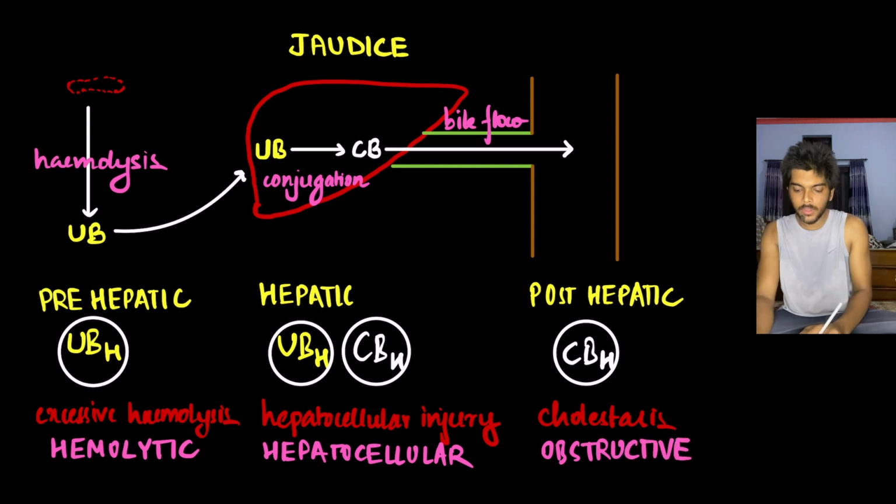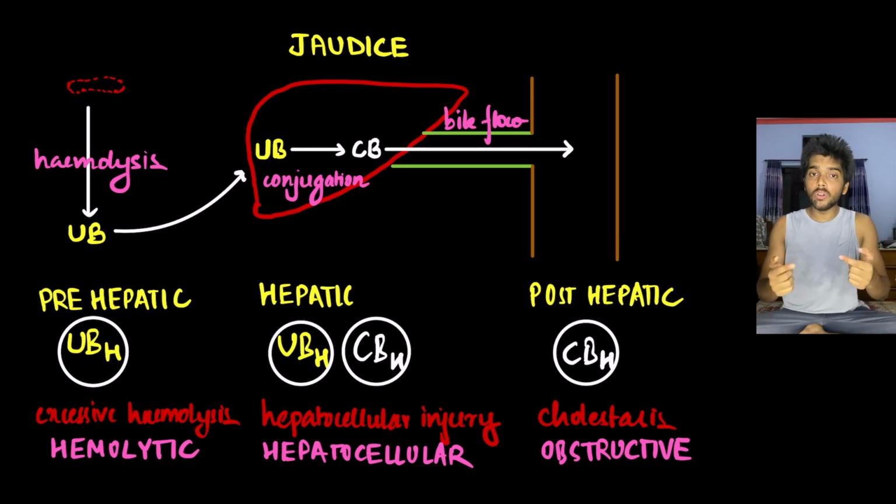That's it. So there are 3 types of jaundice. If it is due to a pathological defect occurring before the liver, it's prehepatic jaundice. If it is due to a pathological defect occurring within the liver, it is hepatic jaundice. And if it is due to a pathological defect occurring after the liver, then that's post-hepatic jaundice.